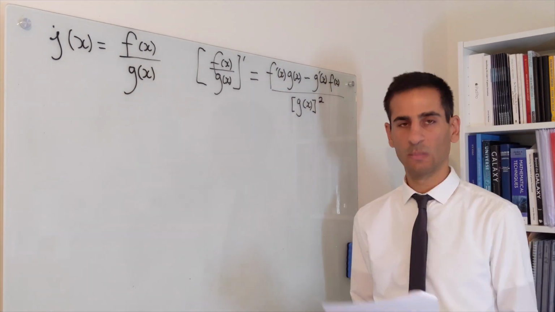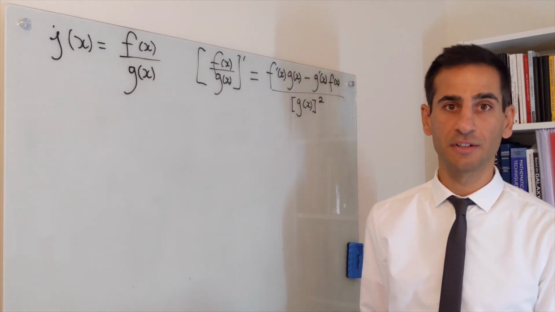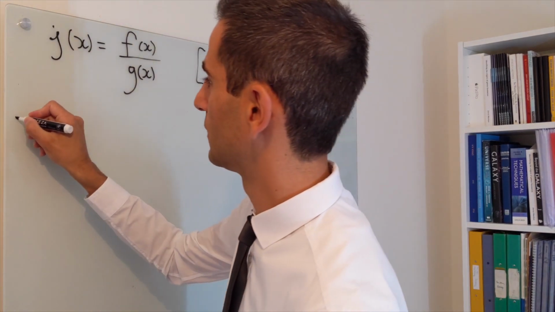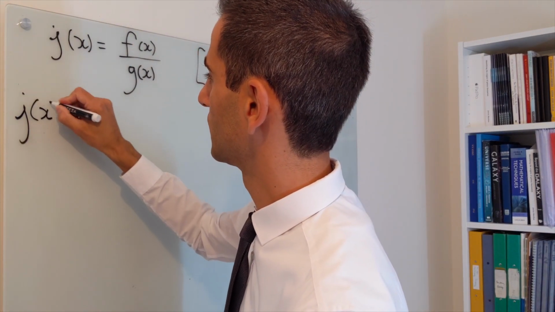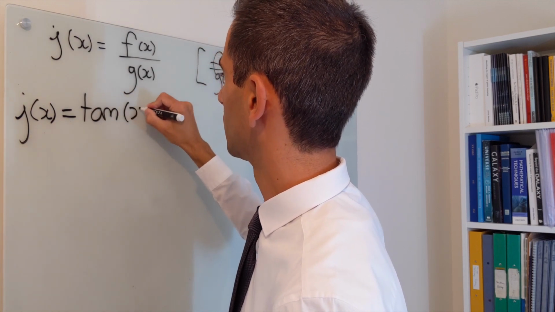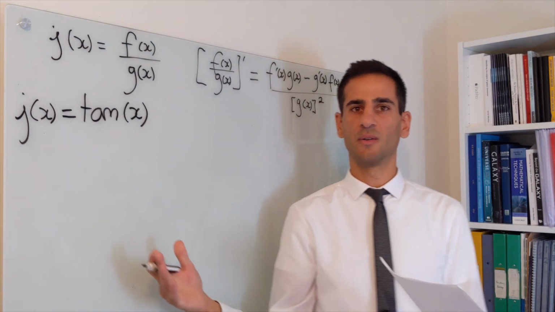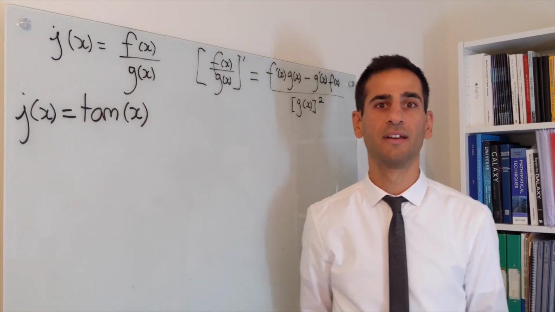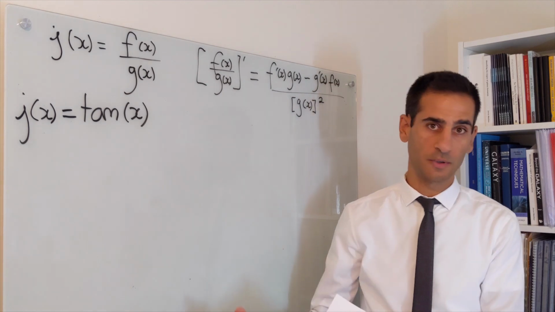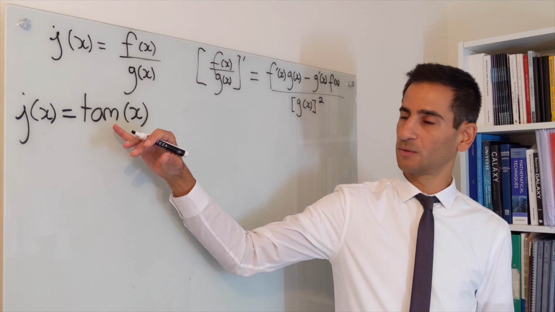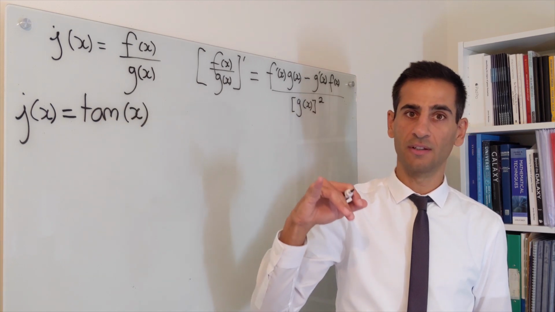Let's try it. The other example that you have in the lecture notes, following the one that we just did, is to differentiate the function j of x equals tangent of x. Maybe you already know what this derivative is, and that will be okay going forward in Physics 101 and all the physics modules. But for now, let's try to differentiate this using the quotient rule.